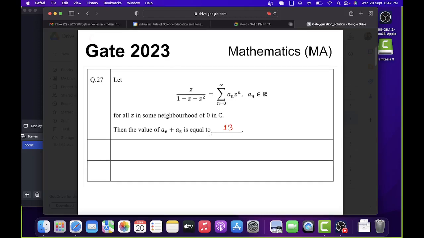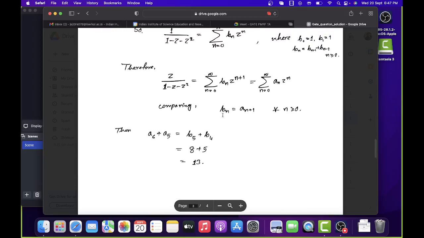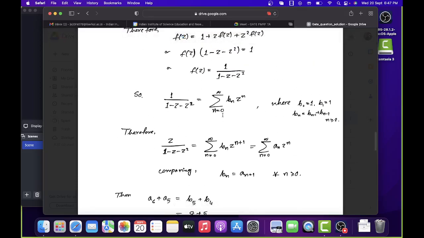You will easily get this because this is basically just the shift, multiplying by z, with the generating function for the Fibonacci sequence.